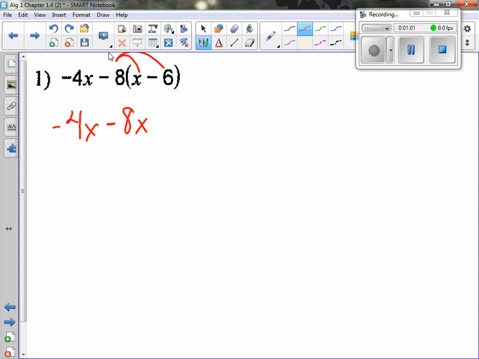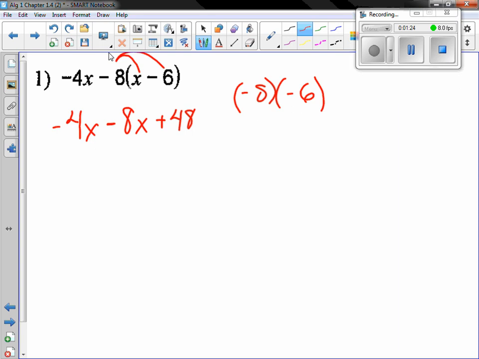Now, what we're also going to do is negative 8 times negative 6. Well, what is negative 8 times negative 6? And again, if you need to type that in, you can type it in. We can do negative 6 times negative 8. And it should give you positive 48.